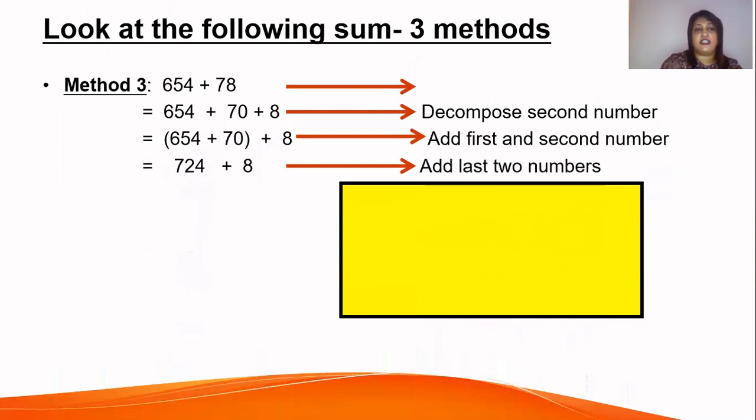So when I work out that, 654 plus 70, it gives me 724 plus 8. Then I will get my final answer of 732. Now, how are we going to work it out?